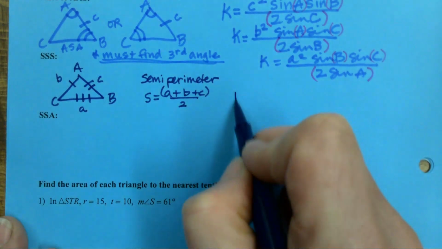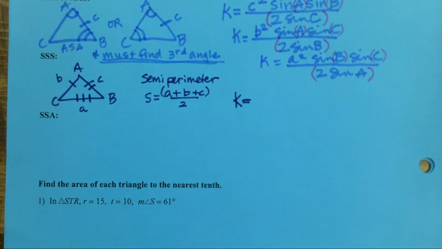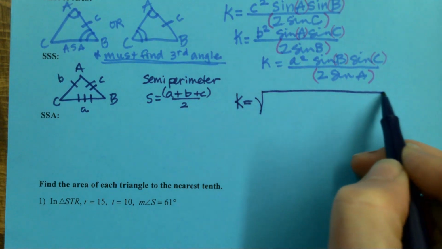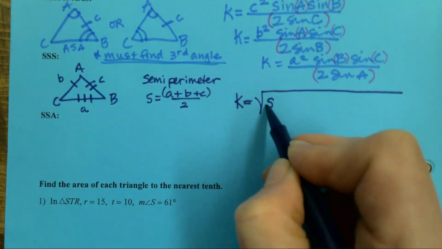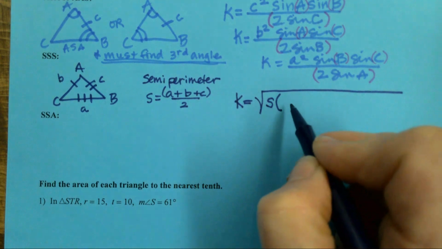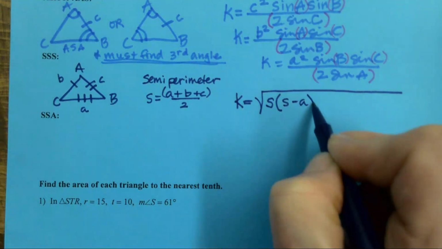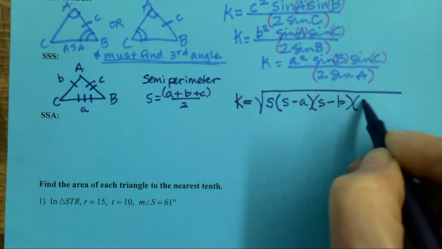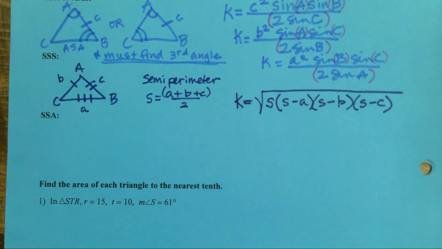There is only one variation of this because it uses all 3 sides and no angles, so it doesn't matter which side goes where. Again, it's not about the letters, it's about the fact that we have 3 sides. And this one is the square root of the semi-perimeter times the semi-perimeter minus A times the semi-perimeter minus B times the semi-perimeter minus C. That is that area formula. Again, there's only one variation of it.